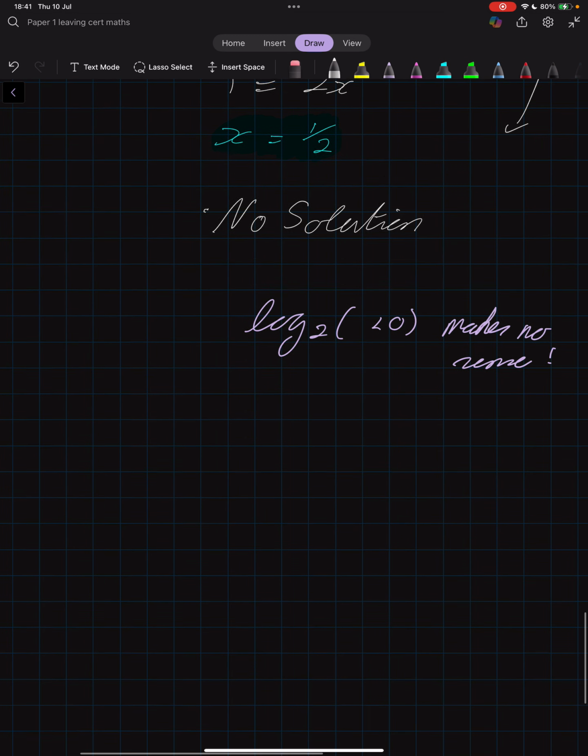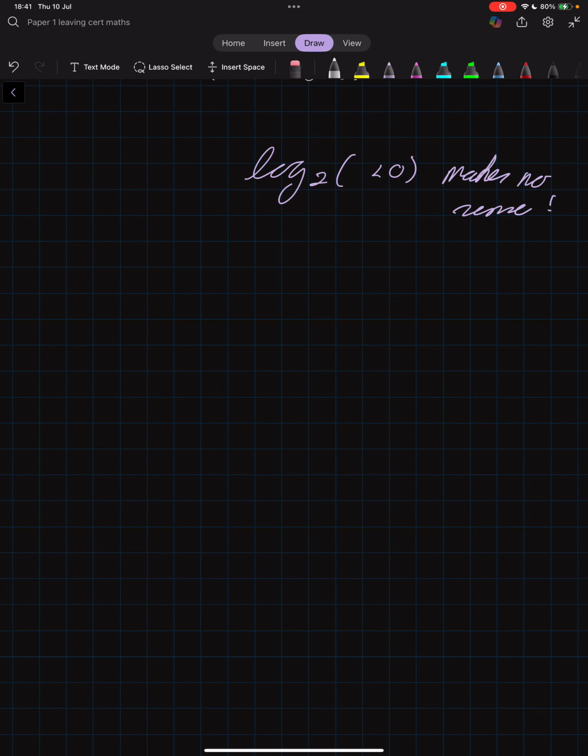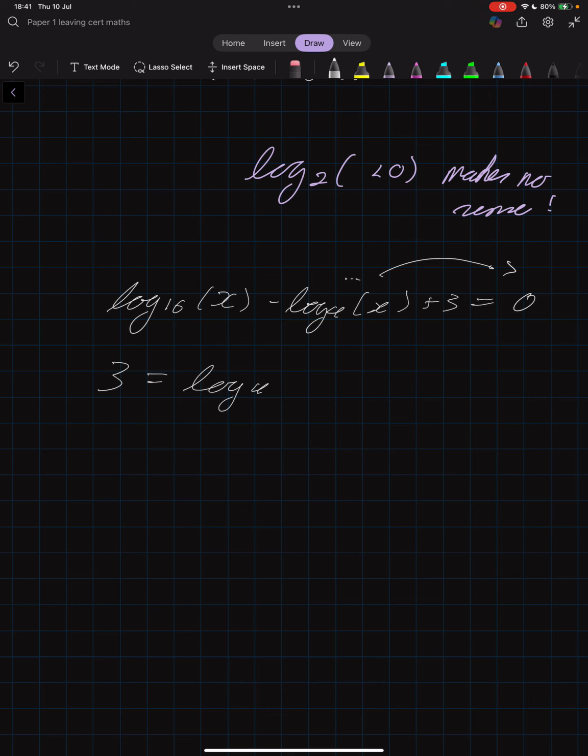Okay, I'll do the third one and I'll hope that that's okay. So I'll just do one more. So log to the base 16 of x minus log to the base 4 of x plus 3 equals 0. So first things first, I'm going to bring these guys over to the right and then change base. So I get 3 equals log to the base 4 of x minus log to the base 16 of x.